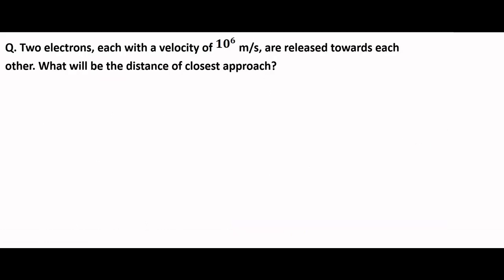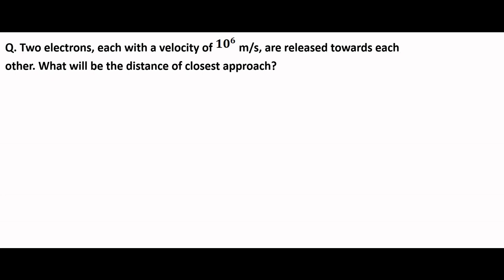Okay. So here is another question. It is given that two electrons, each with a velocity of 10 to the power 6 meters per second, are released towards each other. What will be the distance of closest approach?